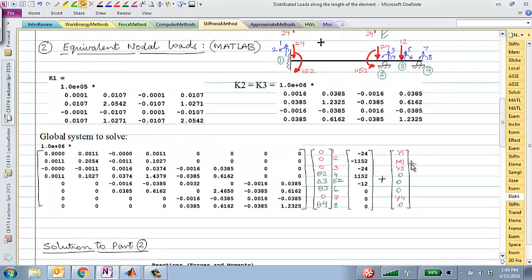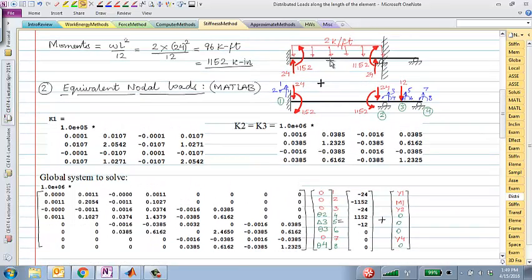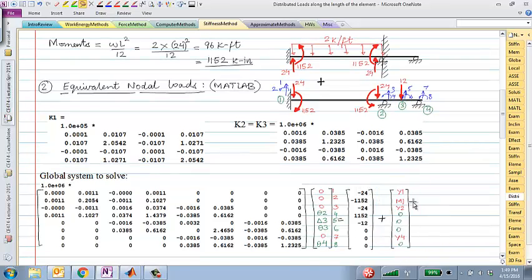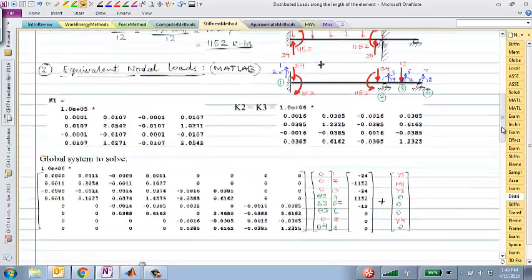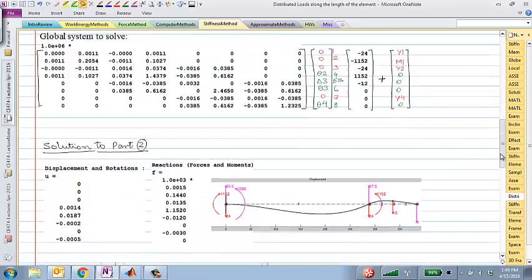And the idea would be that we would solve this system, and we would add the fixed end moments from the original problem. This part we would have to do by hand, but we'll do that after we solve for this problem.